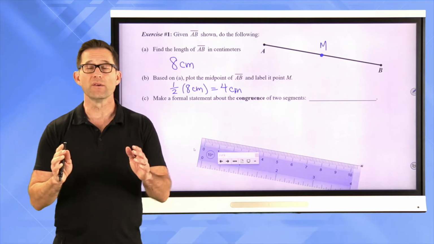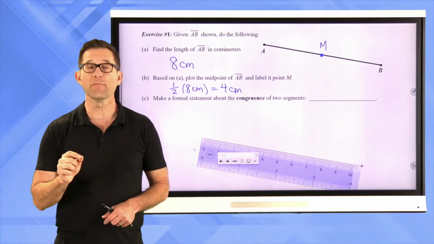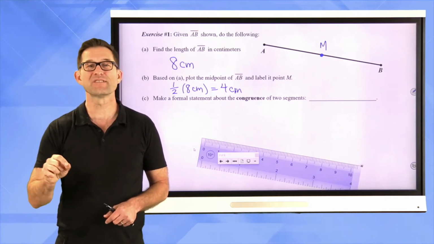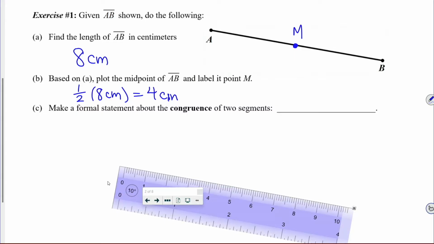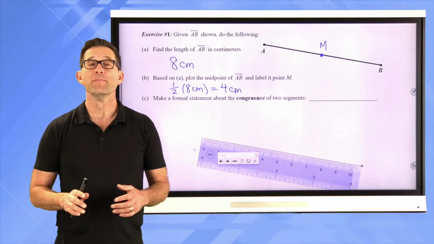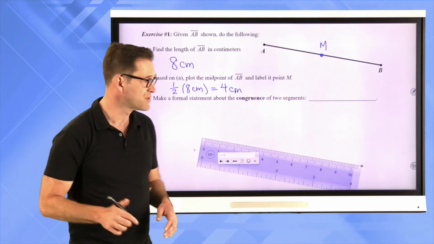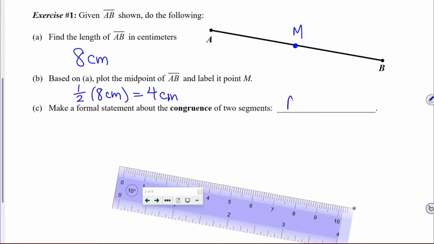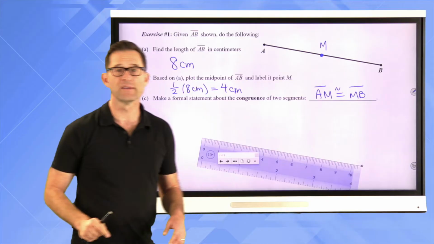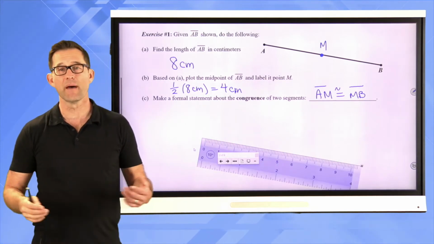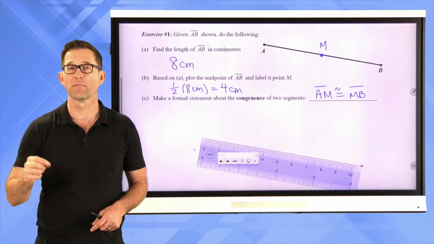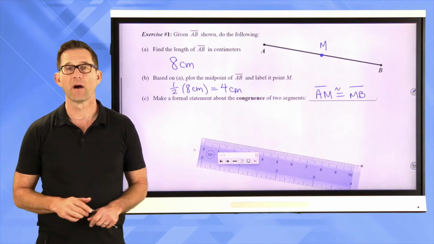All right, so what I'd like you to do is write down a statement that claims that two segments are congruent. Now remember, it doesn't matter how we write down the letters for a particular segment. So I'm going to say segment AM is congruent to segment MB. We could also say segment MA is congruent to segment MB, or segment AM is congruent to segment BM. It doesn't matter.